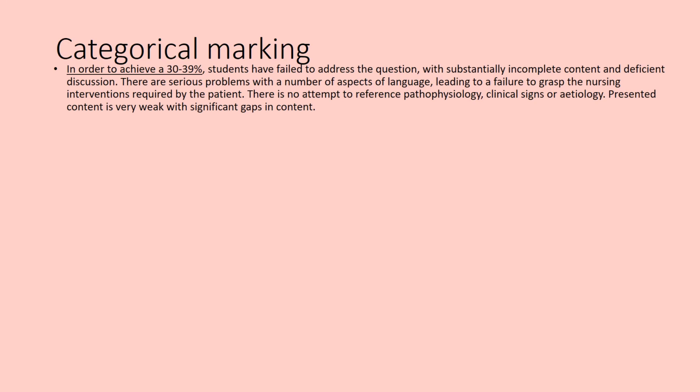So in order to achieve a 30 to 39, which would be considered a fail, this is basically where students have failed to address the question, and it's substantially incomplete, and there are clear deficits in your discussion. Now in this particular example, it's if you haven't described anything to do with pathophysiology, clinical signs or etiology, and the content is very weak. So there's limited discussion of home care, there's limited discussion of non-surgical techniques in the management of hypothyroidism, and it may not even be clear that your patient is hypothyroid from what you have written.